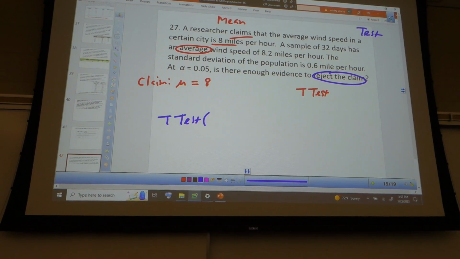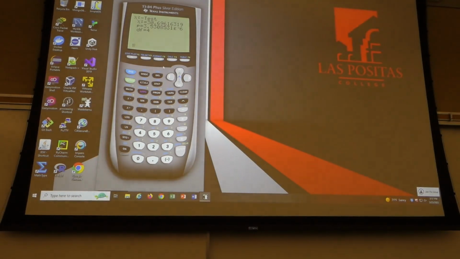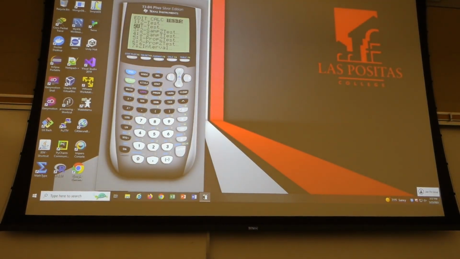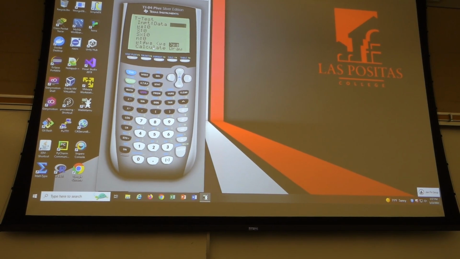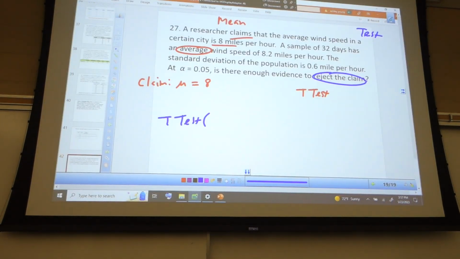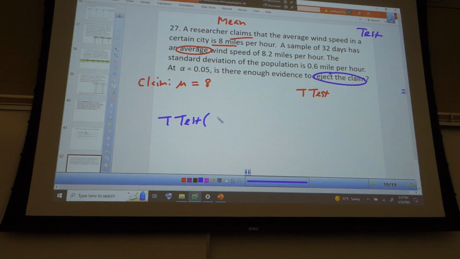I'll pop over here. So t-test asks for, we're going to be using statistics. It's going to ask for my mu naught, my x bar, and my s and my n. So what would my mu naught be? 8. 8.2, 0.6, 32, and my H1 would be not equal to. Good? All right, that is it. We're good.